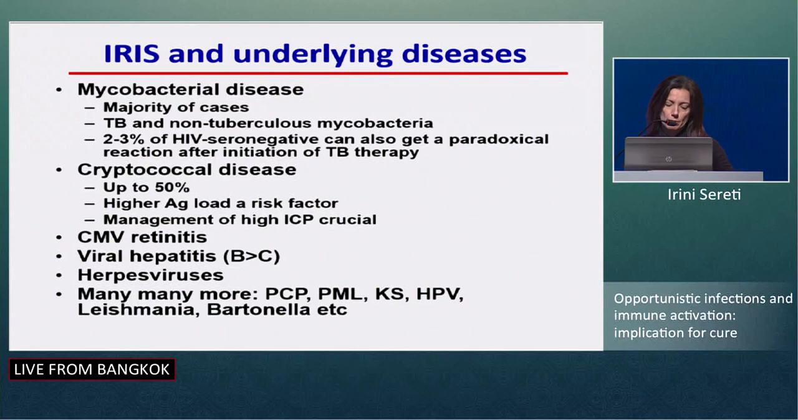Cryptococcal disease is another frequent infection, and can be fairly severe because it involves the CNS. It has been reported in up to 50% of people with cryptococcal meningitis, and higher antigen load, so positive blood cultures for crypto, positive CSF cultures when antiretroviral therapy is initiated are pretty significant risk factors. And then the management of the high intracranial pressure can be fairly crucial in the management of these patients.